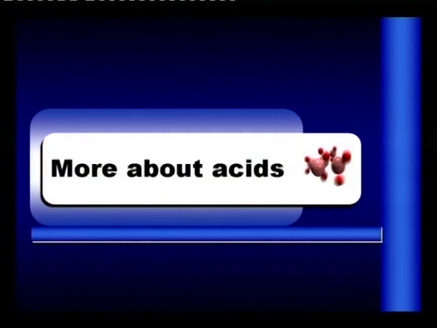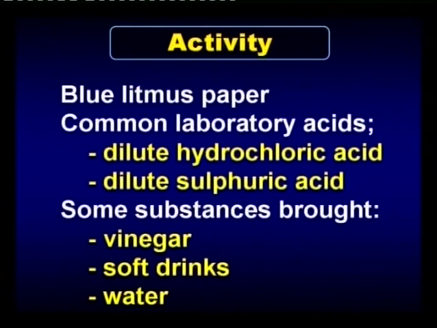All right. Teachers and receiving students, today our topic is still on acid. We'll look at more on acids. We'll be using also, in this lesson, blue litmus indicators again, some common laboratory acids, which are dilute hydrochloric acid and sulfuric acid, and some of the substances that we'll be using are the ones that you brought from home for this lesson.